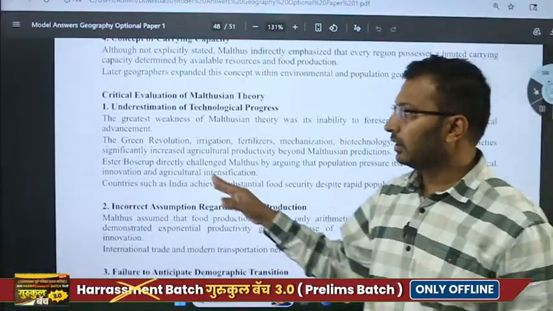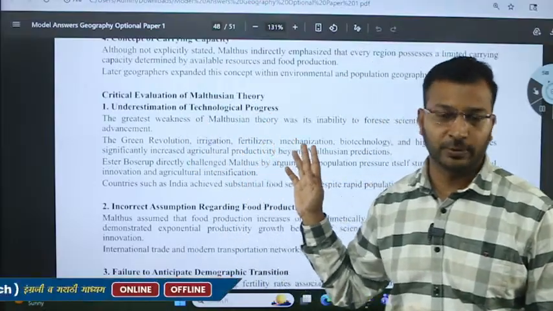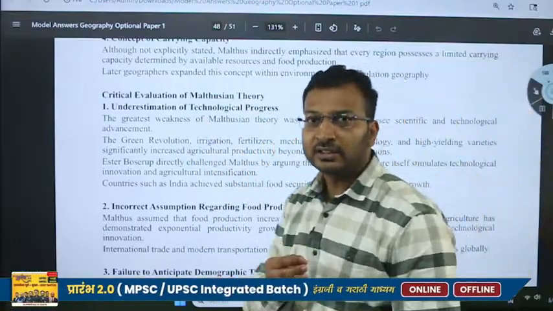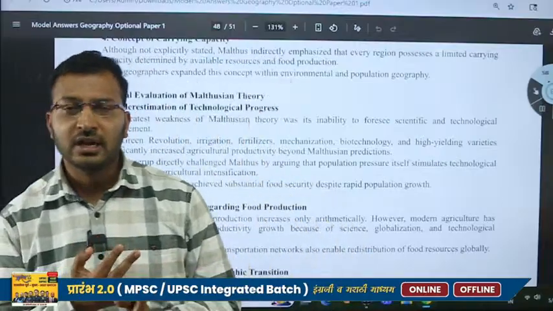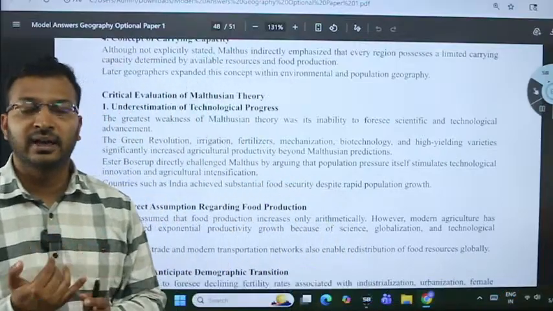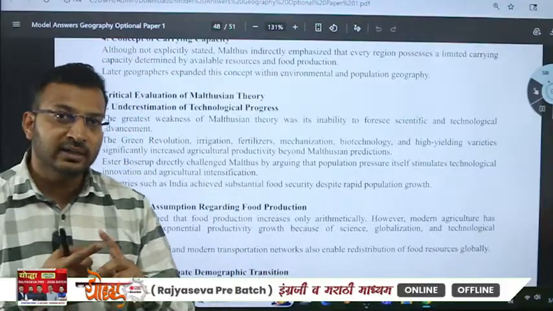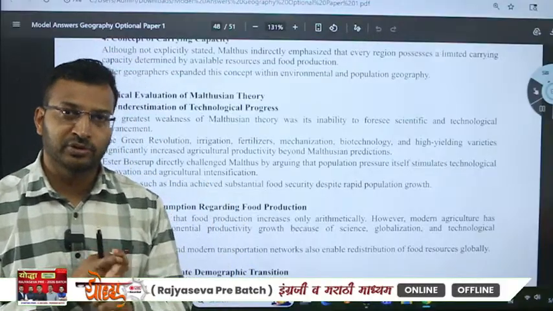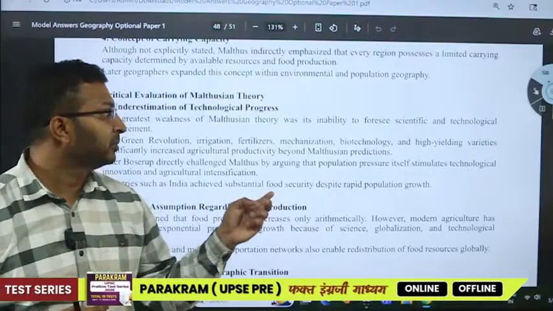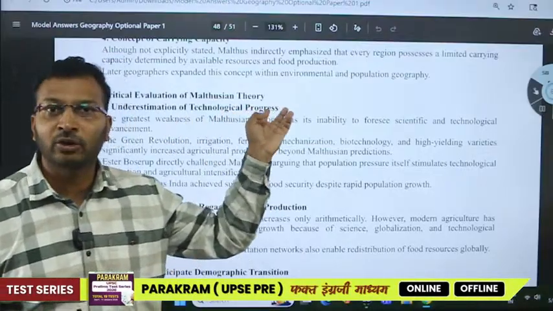So first of all, underestimation of technological progress. He was basically talking about the food resources. The food resources that are available have limitations. He said that population is growing in geometric progression, whereas food resources are growing in arithmetic progression. But he did not talk about technological progress.